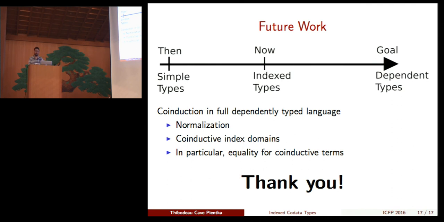the difficulty with co-inductive index domain relies on the equality of co-inductive terms. This equality, well, equality in general is one of the most difficult problems in dependent types. And in particular, it's what broke subject reduction in Coq. And the question is what you can do with infinite terms that are equal.